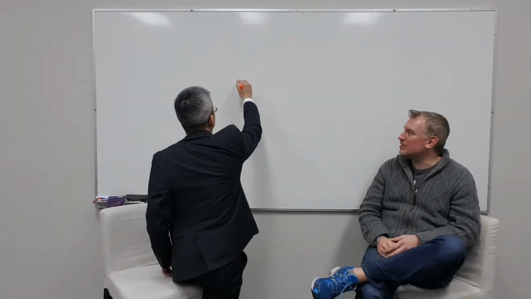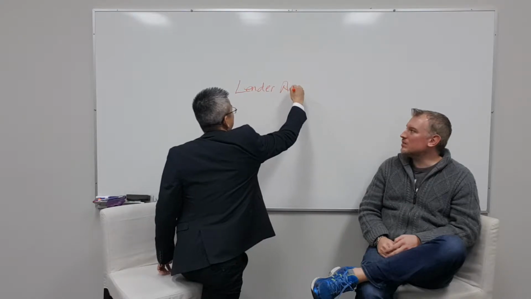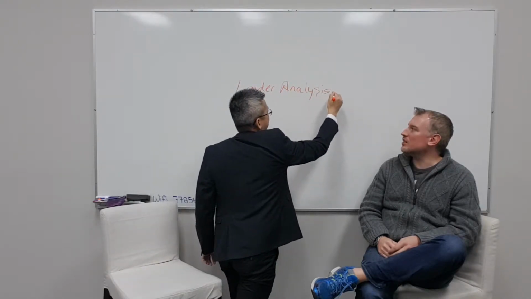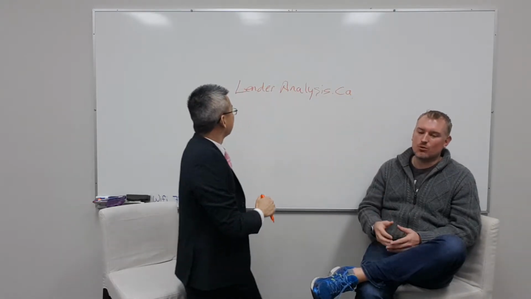Well, when you can make our life easier, everybody else wants it easier too, right? What's the website? Lender analysis. Lender... .com, right? Yeah, .ca. Did you see it? Right now there's going to be a ton more stuff that can be done with it.